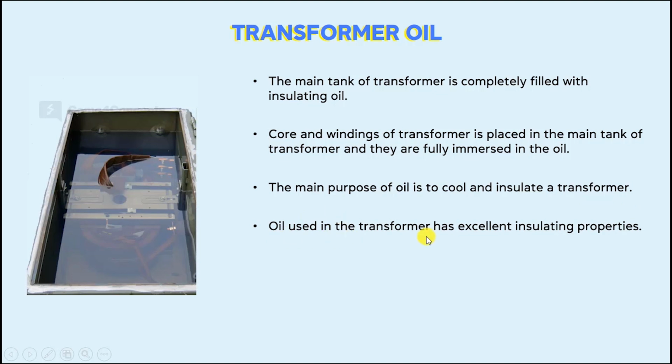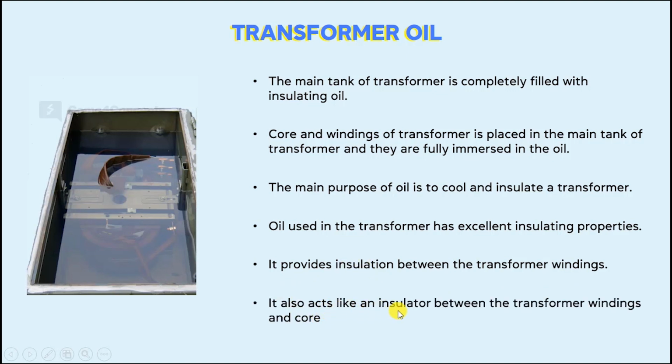Hence, oil used in the transformer has excellent insulating properties, and due to their insulating properties, the oil provides insulation between the transformer windings. It also acts like an insulator between the transformer windings and core. So basically, transformer oil provides the insulation to the transformer windings as well as to the core of transformer.